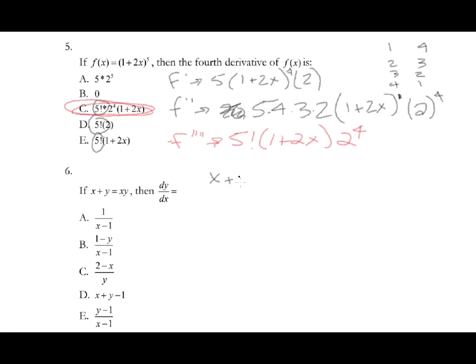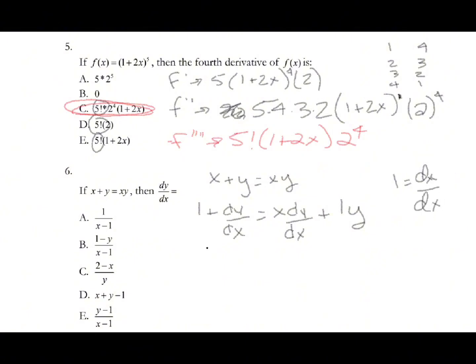If I take a look at number 6, this is implicit differentiation. So what I have to do is go ahead and take the derivative of each term with respect to x. So I get 1 plus dy/dx equals, this is the product rule. So I have first x times the derivative of the second, dy/dx, plus the derivative of the first, 1, times the second, y. Why is the derivative of x 1 and not dx/dx? Well, dx/dx does equal 1. So that's why we leave it like that.